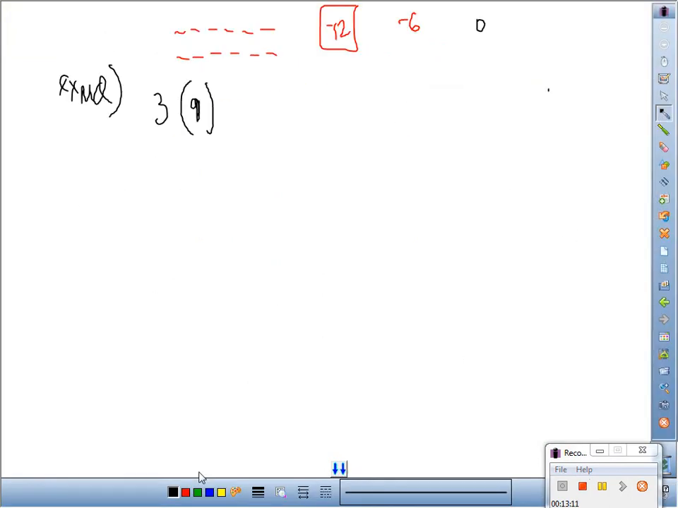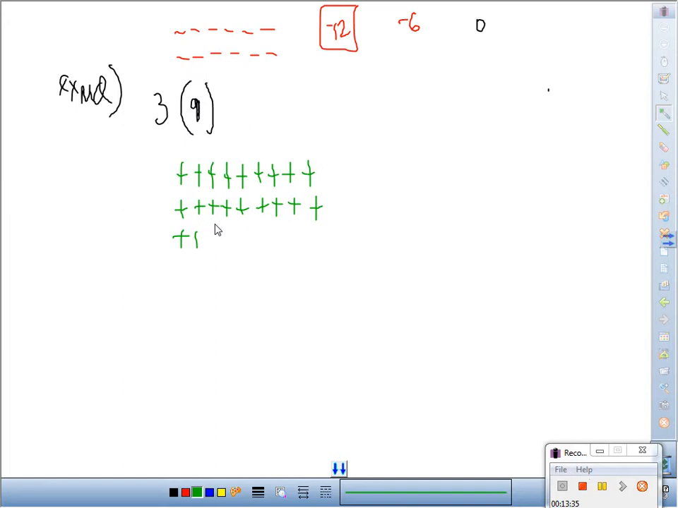Okay, here we go. What's inside of the parentheses? 9, and it's a positive. 1, 2, 3, 4, 5, 6, 7, 8, 9. Do you guys see 9 positive? Yes. But how many times does it tell us to do the groups? 3 groups. So we got 1, 2, 3 groups of 9. Do we have any zero pairs? No. So the answer would be 27 positives.